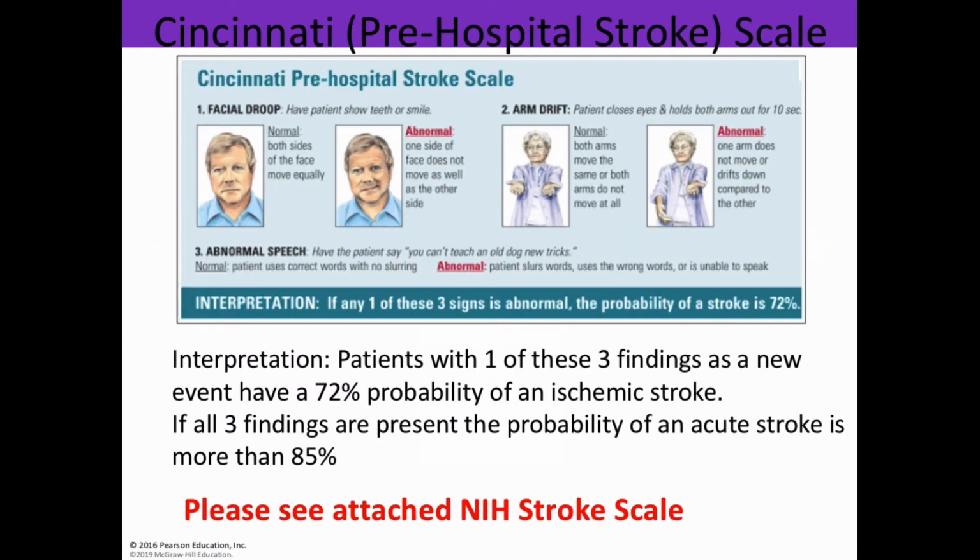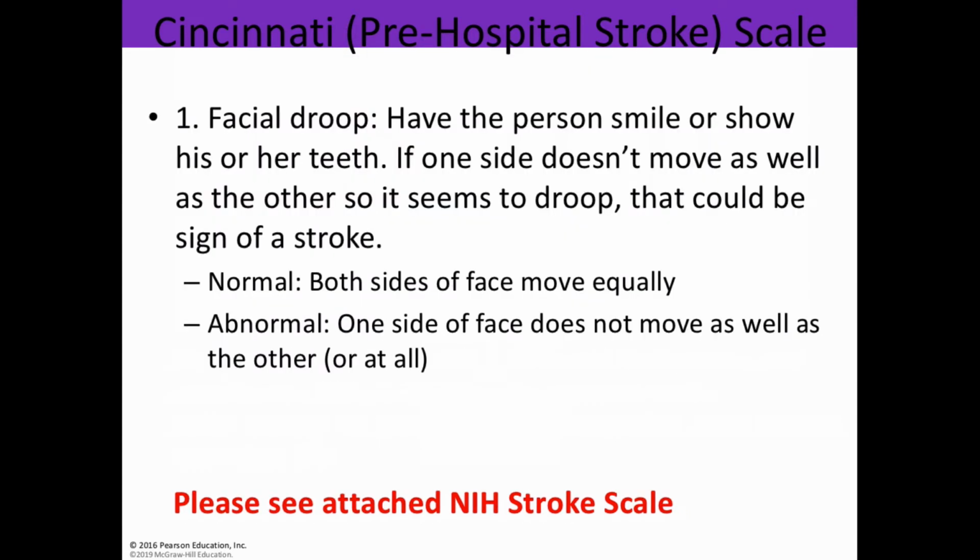As I continue, sometimes what can be used, or what has been used, is called the Cincinnati scale. First things first, before I get there, to interpret this, patients with one of these 3 findings as a new event have a 72% probability of an ischemic stroke. If all 3 findings are present, the probability of an acute stroke is more than 85%. First things first, facial drooping.